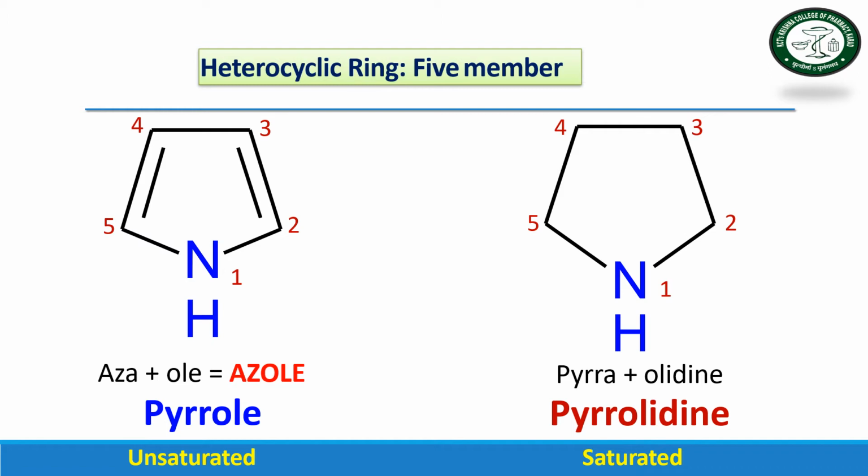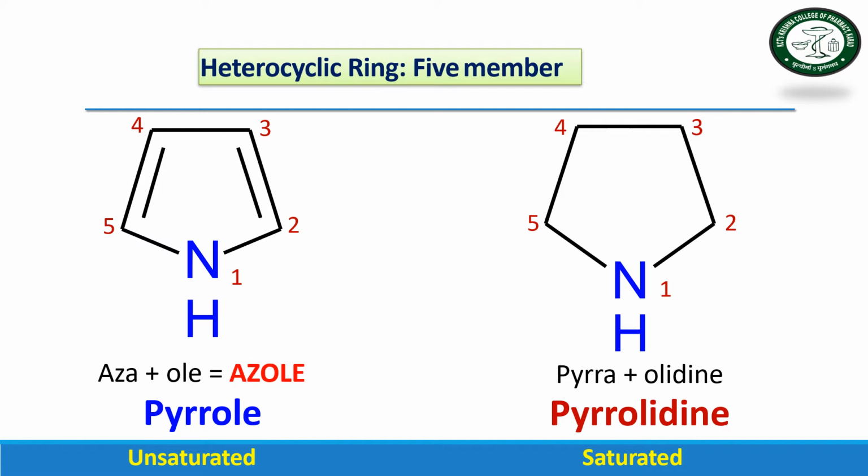What is the other ring? The same ring, but what is the difference between these two rings? There is an absence of double bonds, meaning the nature of the ring is saturated. Whenever the ring is saturated, we use the suffix, meaning according to the IUPAC name, for a 5-membered ring containing one nitrogen atom with no double bonds, we use the suffix OLIDINE. So the name of this ring is pyrrolidine. Okay, so this difference is very important.